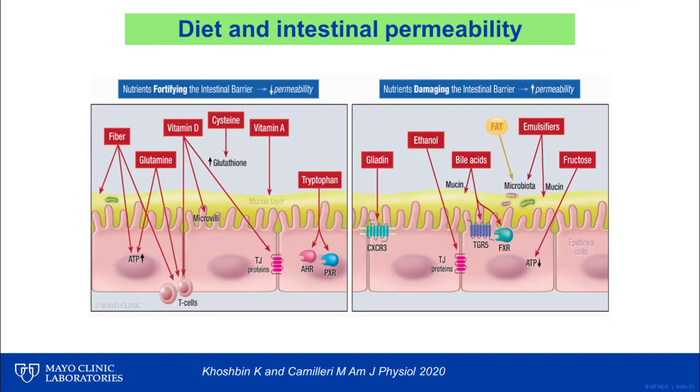In terms of diet and intestinal permeability, Katayun Koshbin and I summarized the literature in this paper, and we came across nutrients that fortify the barrier and nutrients that damage the barrier. The damaging agents: gliadin, ethanol, bile acids themselves, emulsifiers in foods, which serve like bile acids as detergents, and also fructose, which reduces ATP in the enterocyte. On the other hand, several substances, including some amino acids and vitamins, vitamin A, vitamin D, glutamine itself, and fiber, through elaboration of, for instance, short-chain fatty acids, can protect the enterocytes and protect the epithelium.